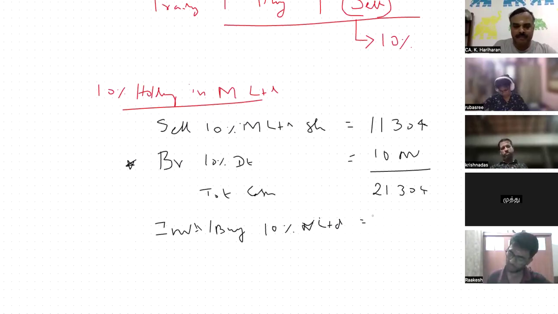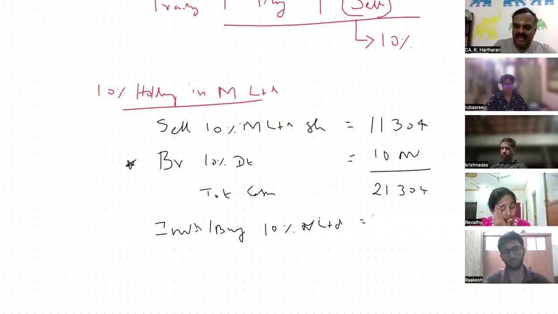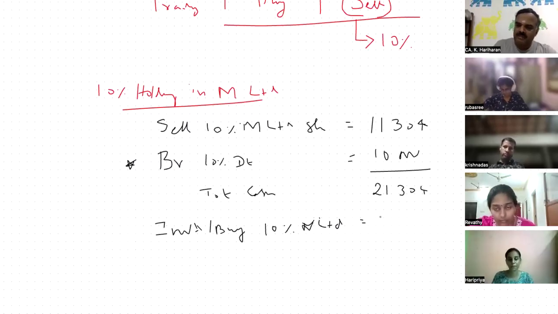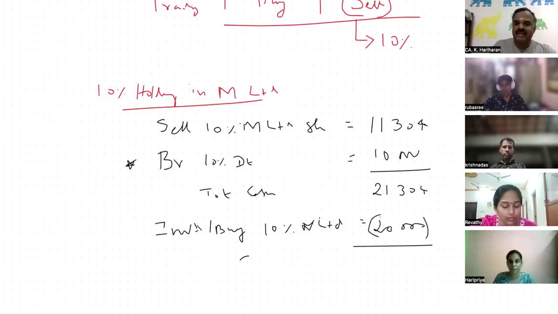Got the clarity? Awesome. So with the same 10% holding, I will have the surplus cash. How much surplus cash will I have? 1,304. I'll have the surplus cash of 1,304. If I'm going to invest the same in N Limited, I'll get a return on investment.